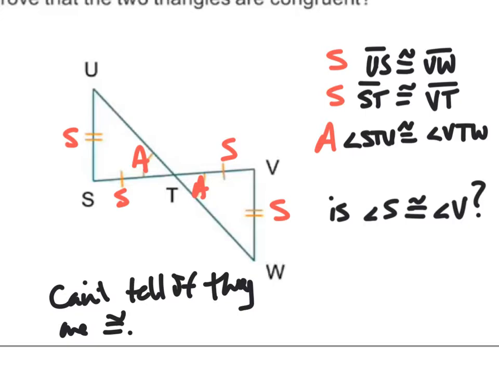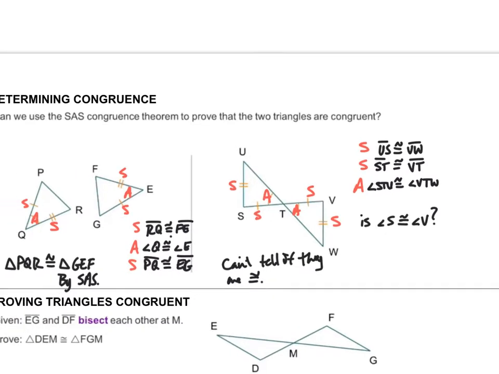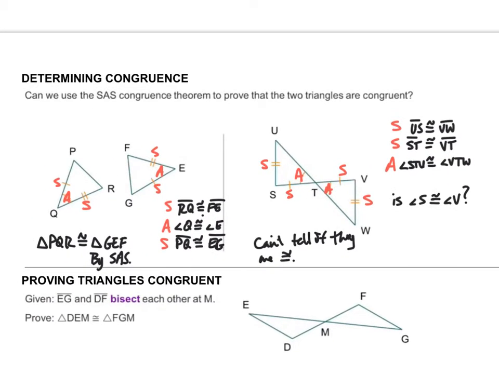Rule of thumb, if you spell a bad word, SSA, it ain't going to be congruent. That's funny, right? We're having a good time? Yeah.